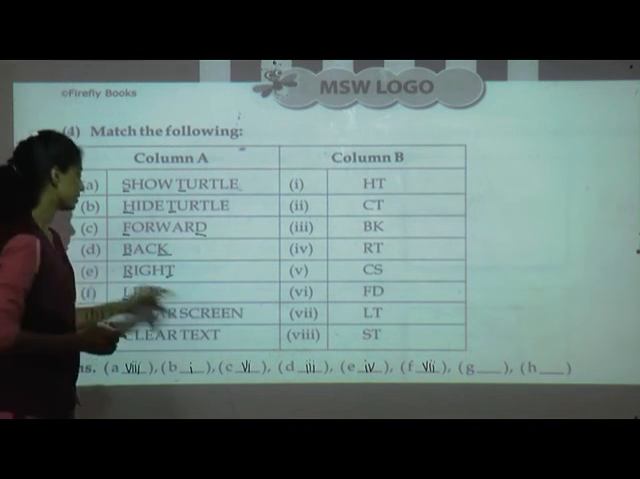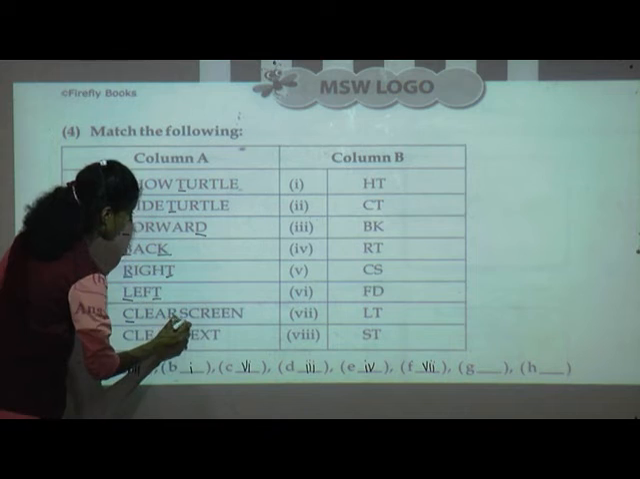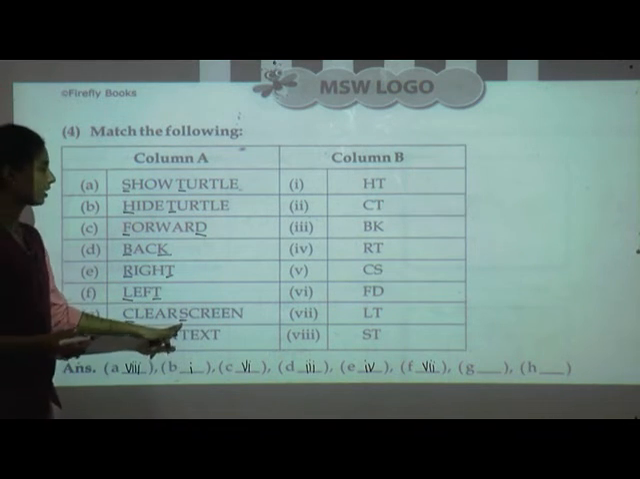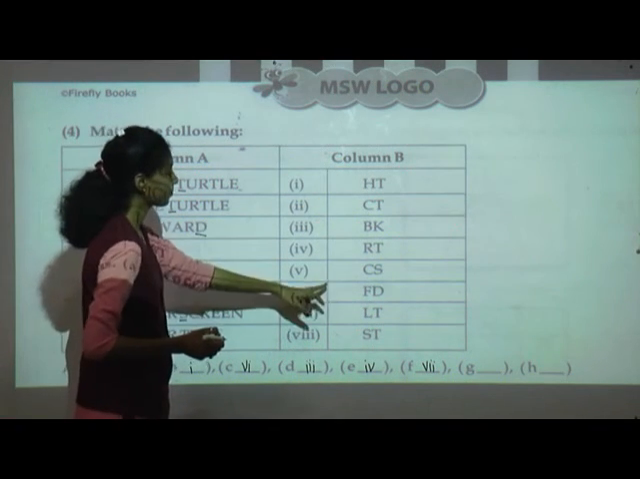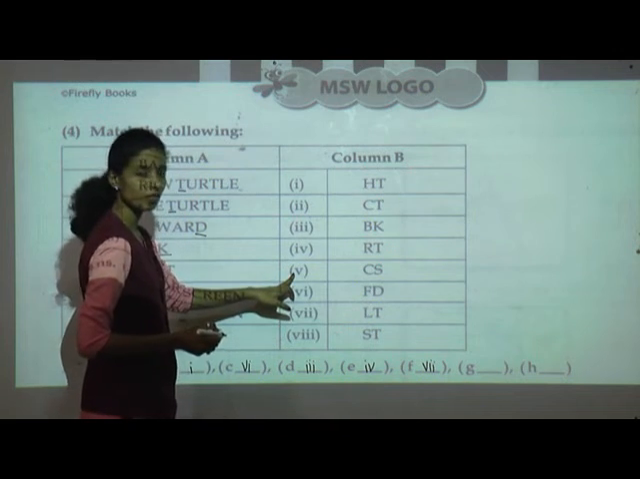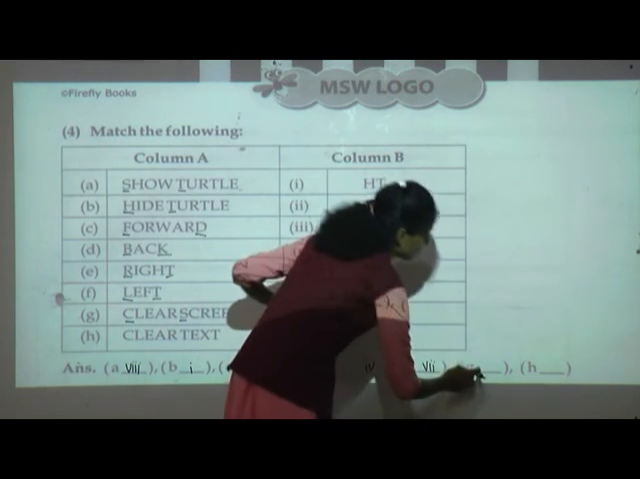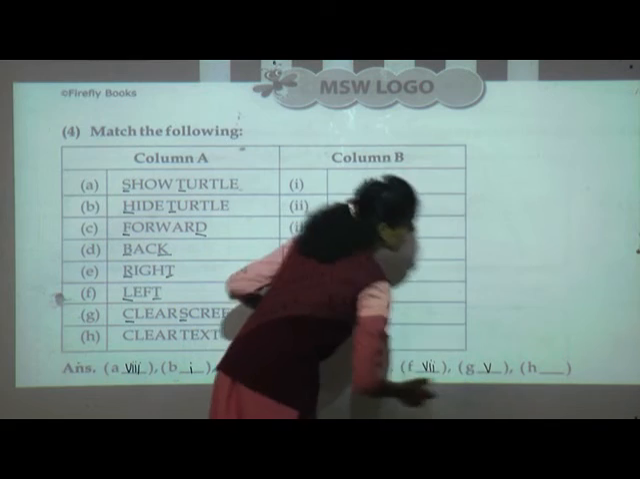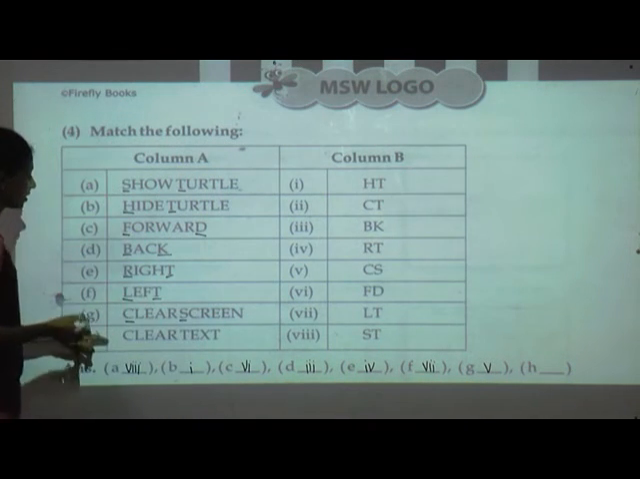Then second last, clear screen, CS. Where is the CS? Here. What is the number? Fifth one. Then in front of G we will write fifth. And what is the last one?